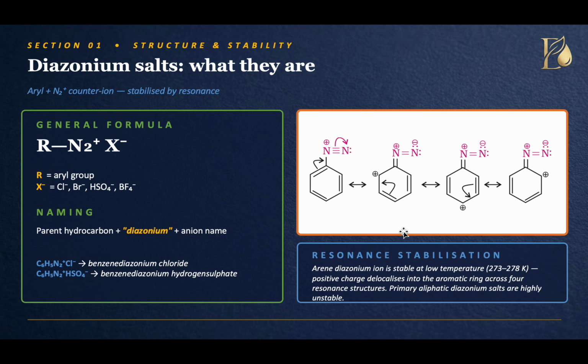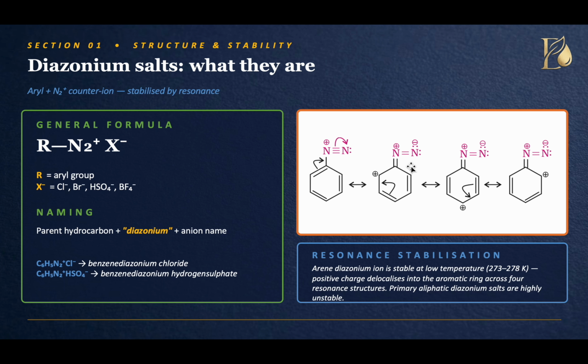And diazonium salts are stable at low temperatures because of the resonance stabilization. Benzene diazonium ion is stable at low temperature, in between 273 to 278 Kelvin, and the positive charge is delocalized into the aromatic ring across 4 resonance structures. So diazonium salts are stable compounds, but at high temperature they will decompose. They are not stable at high temperature.